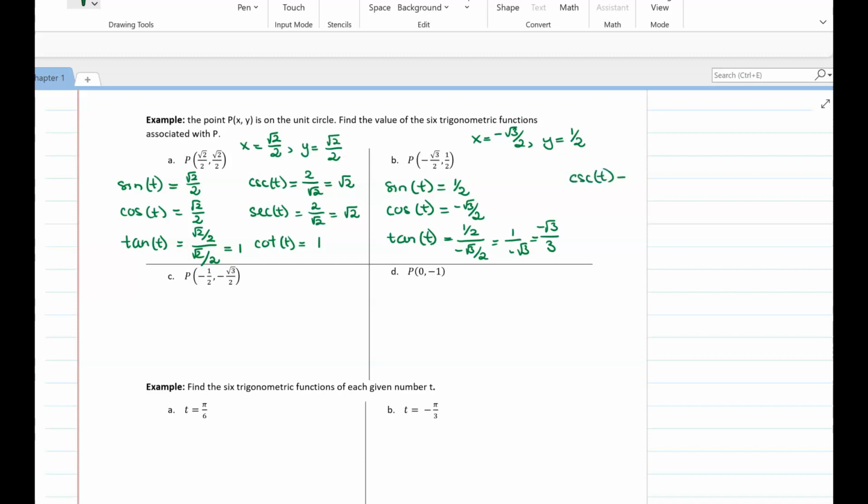Cosecant of t, that is 1 over sine of t. So that is 1 over 1/2. That makes 2. Secant of t equal 1 over cosine of t. That is 1 divided by negative root 3 over 2. So then we get negative 2 over root 3. Rationalize the denominator, we get negative 2 root 3 over 3.